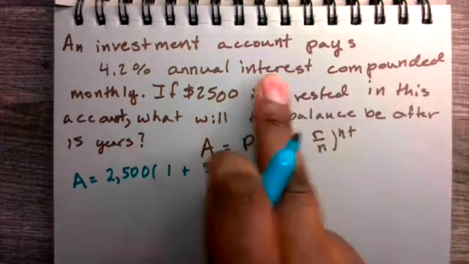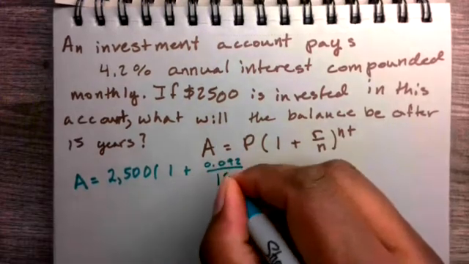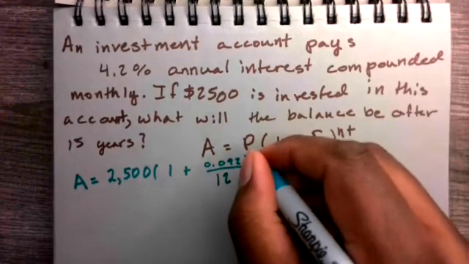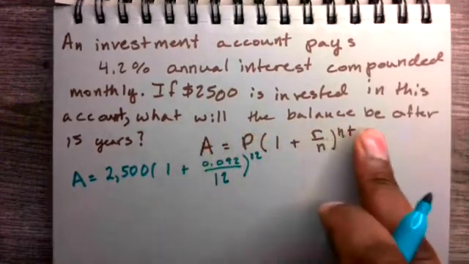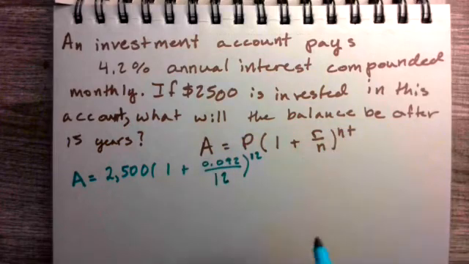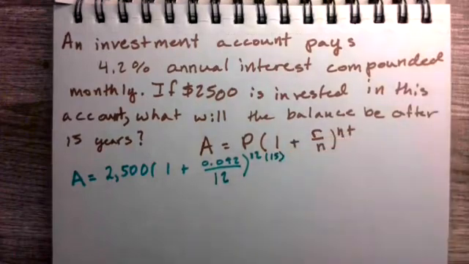Now, n is the number of times interest is compounded. Well, we're told that interest was compounded monthly. So how many times per year is interest compounded if it's compounded monthly? That's right, it's 12. So n is going to be 12. So once again, we're going to fill in 12 right here, 12 right here. You see, I'm just filling in the blanks, right? And then time in years was 15.